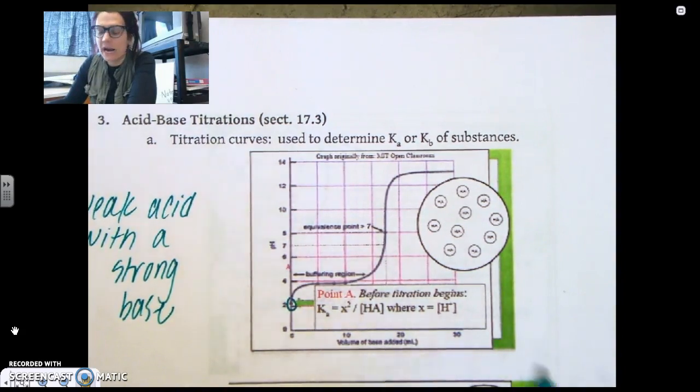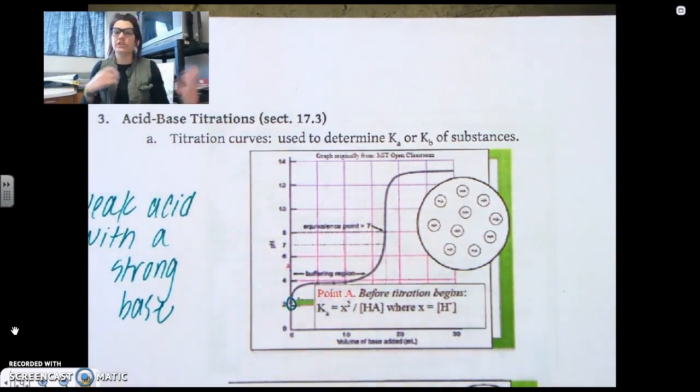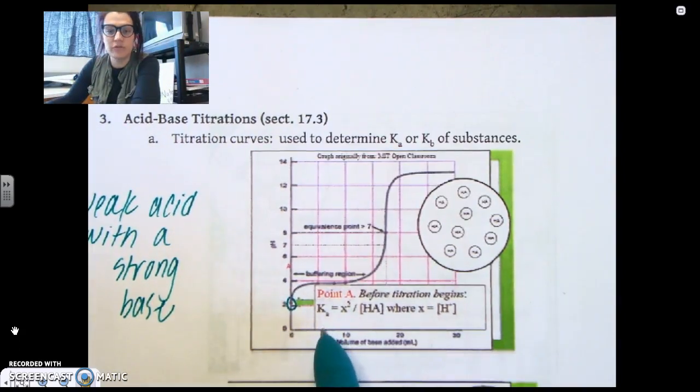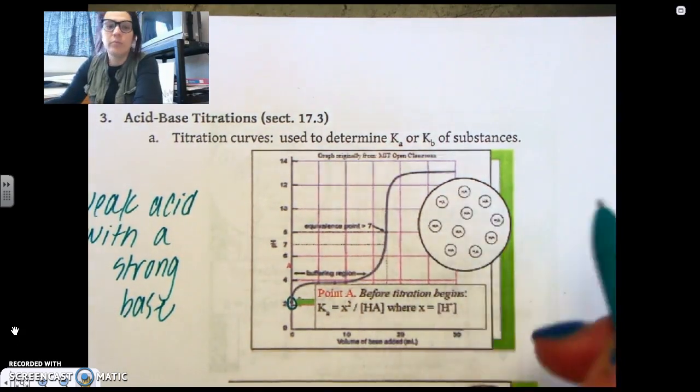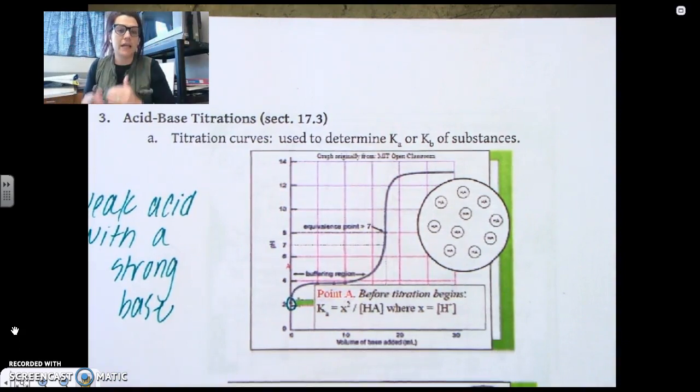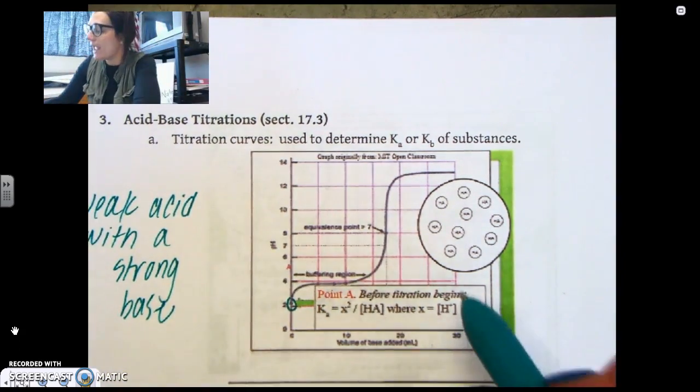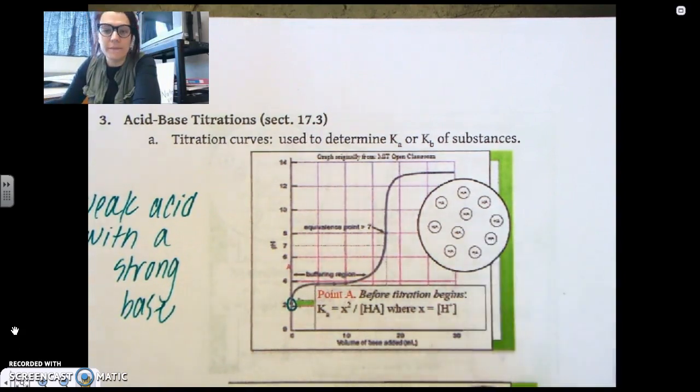to our acid. So before the titration even begins, in order to solve for Ka, you can use the pH to find the H plus concentration, and then you should have the starting concentration of the weak acid. So therefore you can solve for the Ka. And you'll notice this little bubble is blowing up what the beaker looks like at that point. So at point A, you have all of your HA molecules, okay?